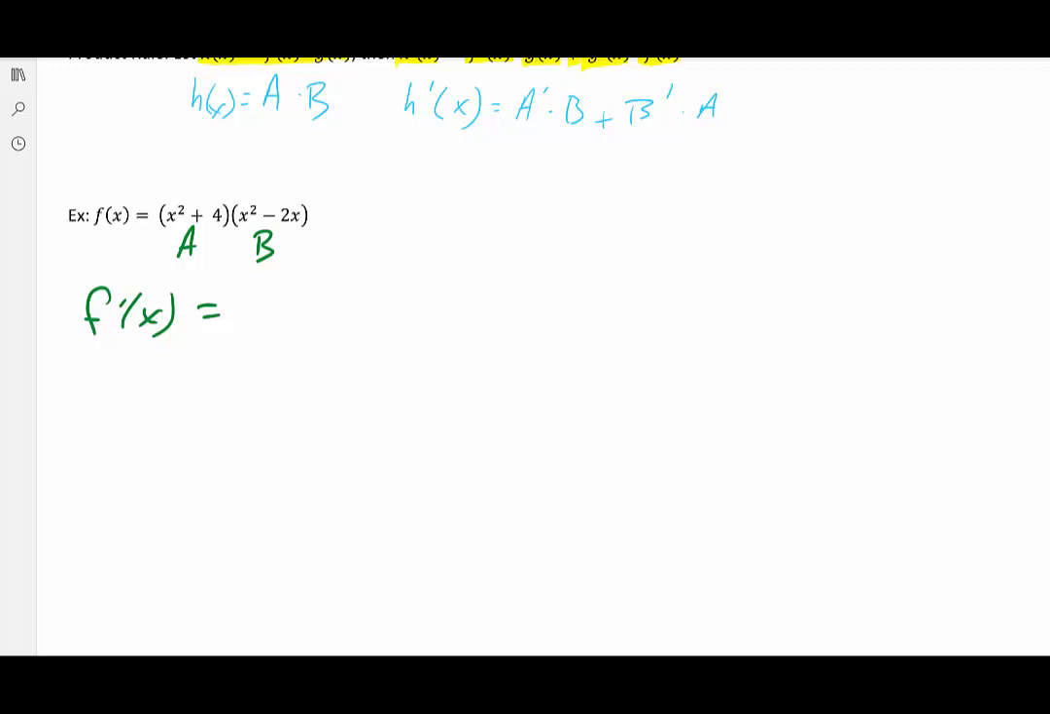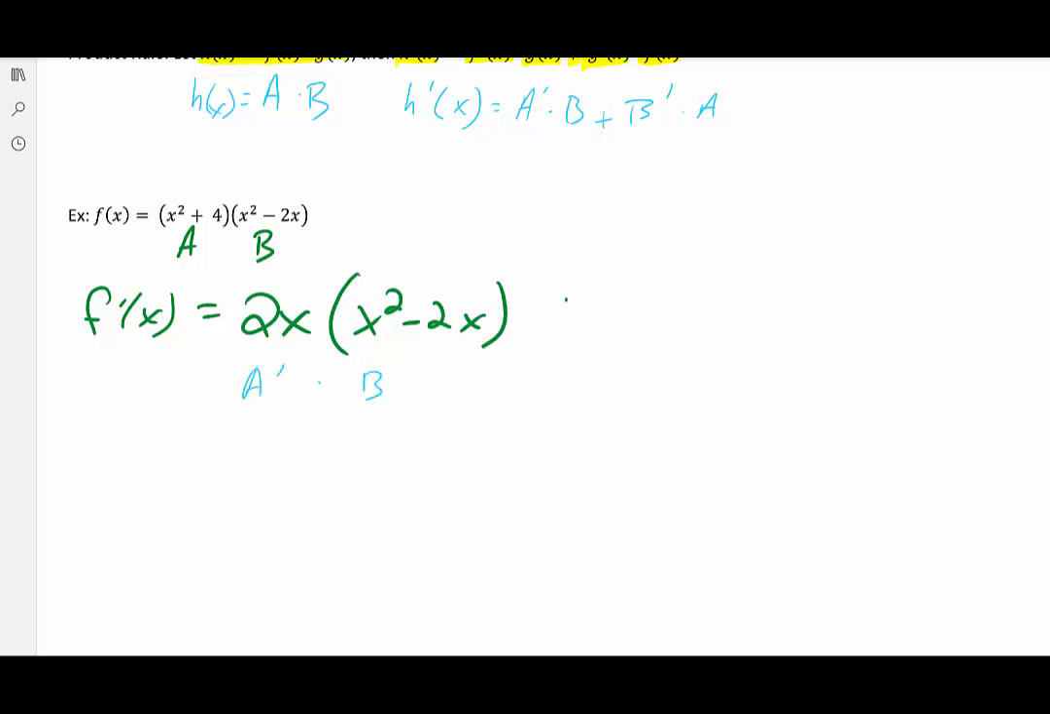So a prime. So what's the derivative of x squared plus 4? The derivative will be a 2x. Okay, and that's going to multiply the b function left alone, x squared minus 2x. Okay, so I think it's helpful to label up your work. So this is a prime times b.